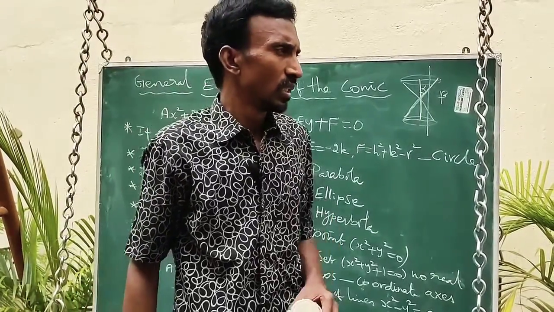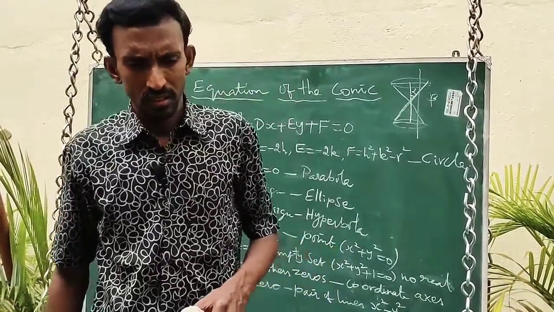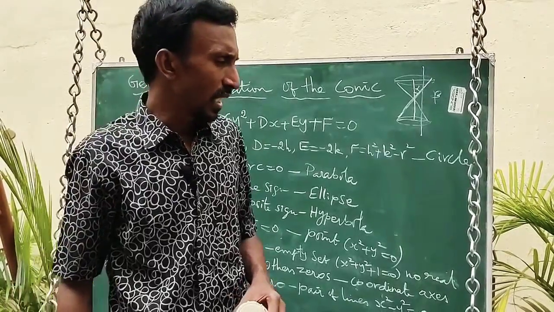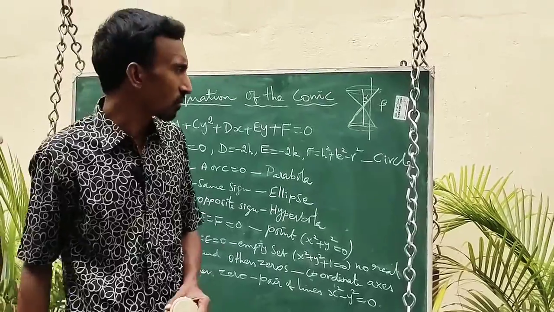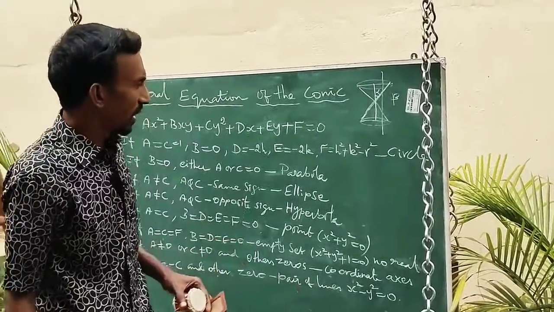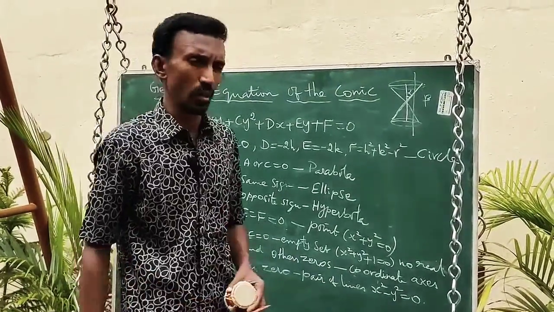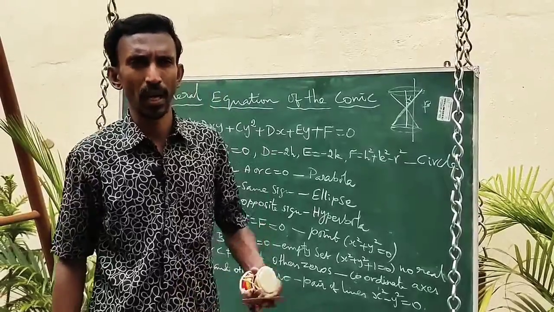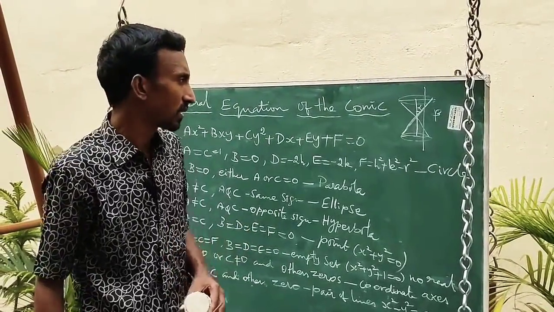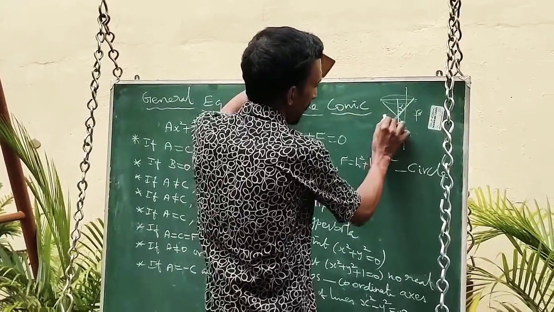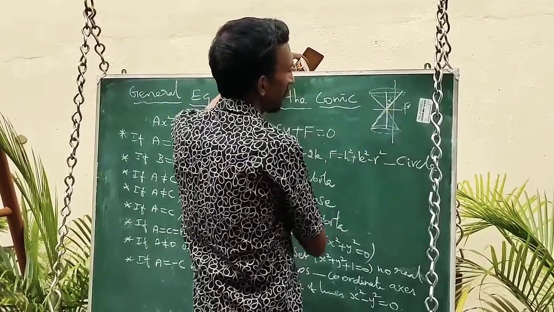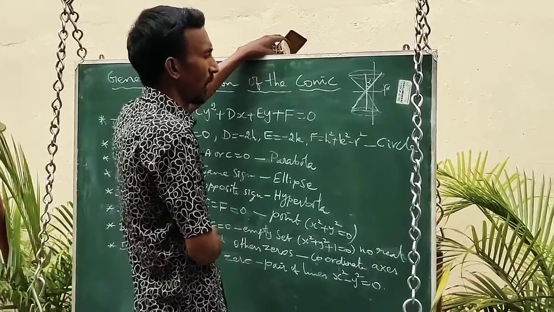Second one, the degenerating forms of conics. It may be a point or a point circle, or a line, or a pair of lines, or intersecting lines. Suppose this plane intersects at the vertex, then we get a point circle or a point.